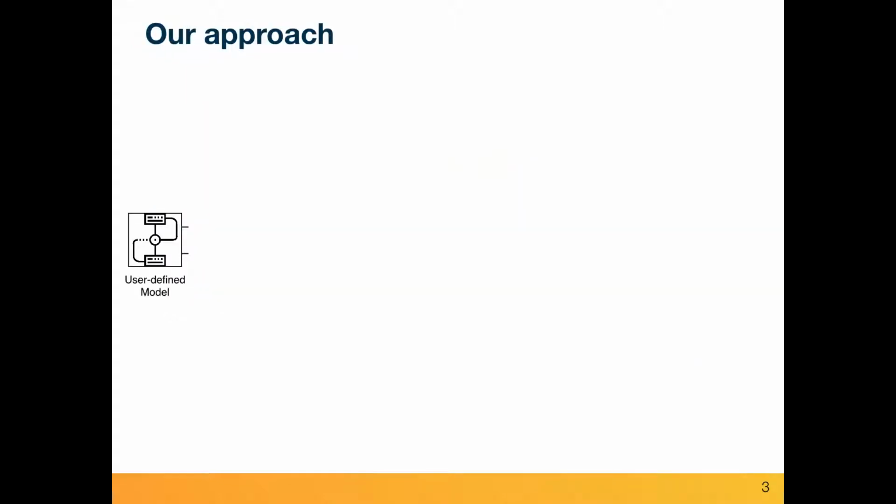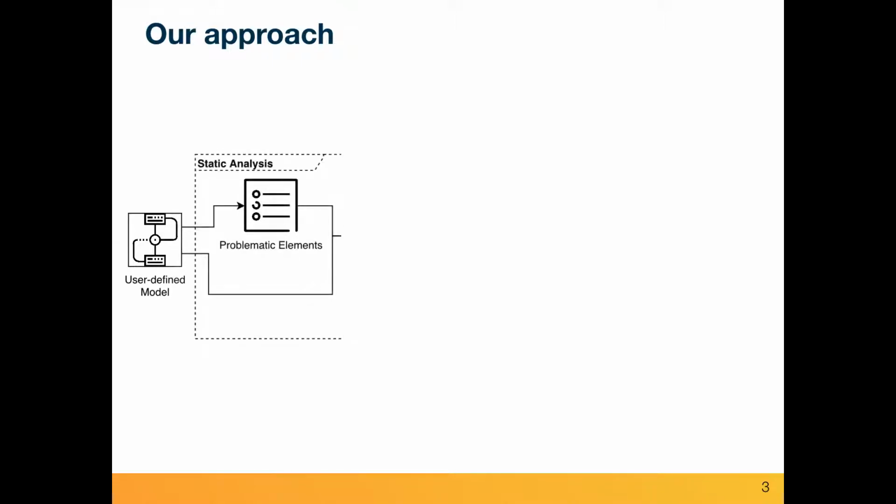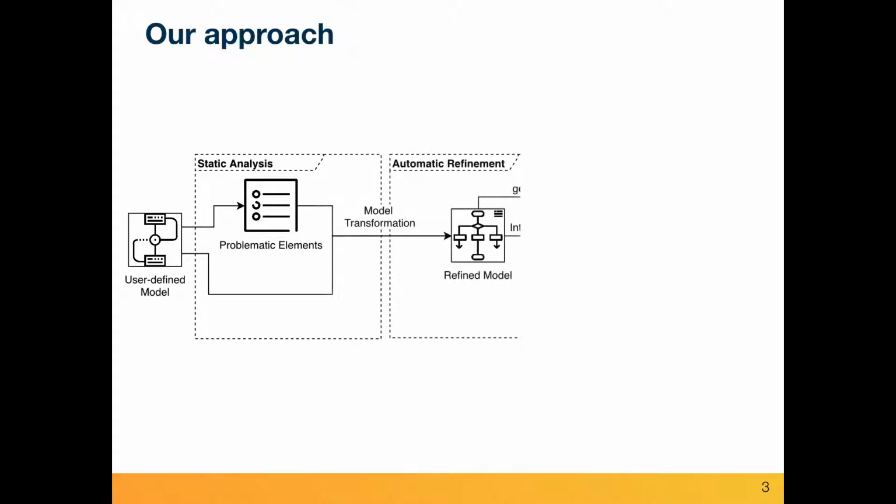Our approach for the execution of partial models takes user-defined models as input. Then it uses static analysis that respects the execution semantics of models and extracts the problematic elements that cause a lack of progress and reachability for the execution. Then it uses model transformation to fix the problematic elements.